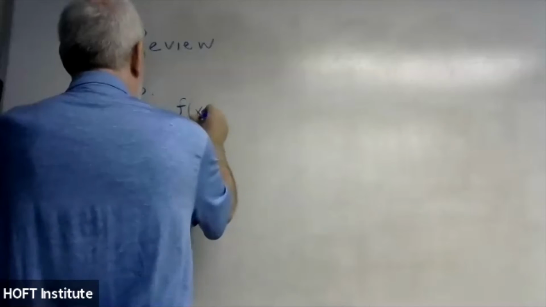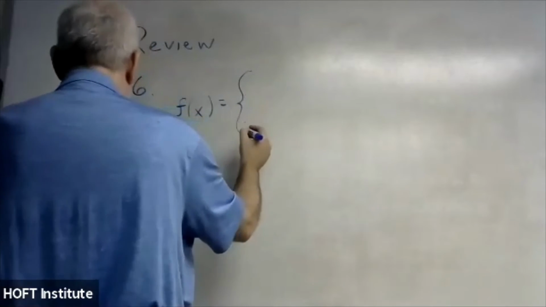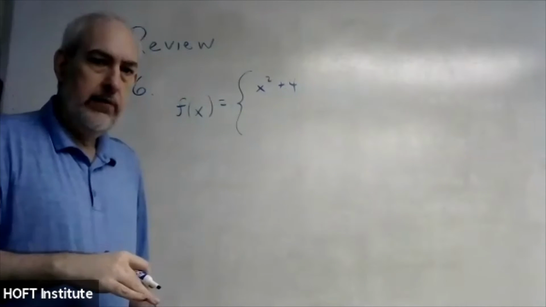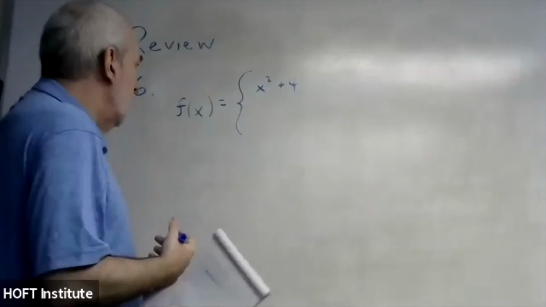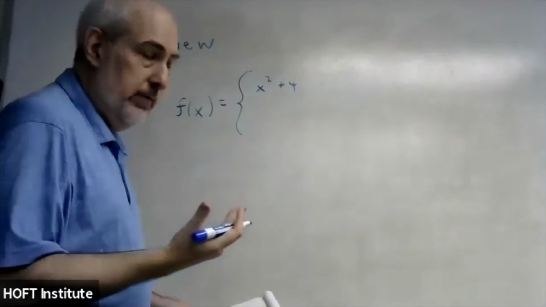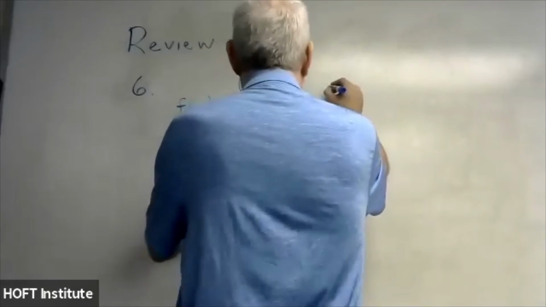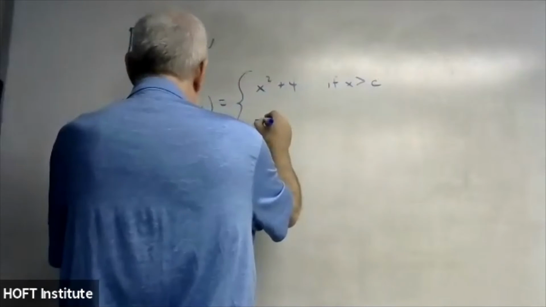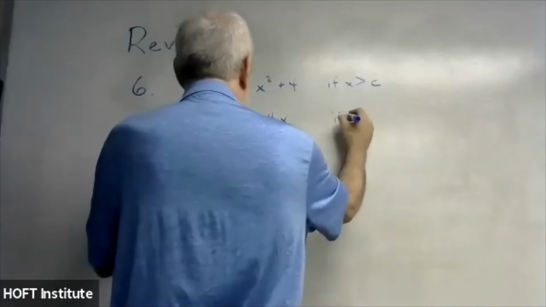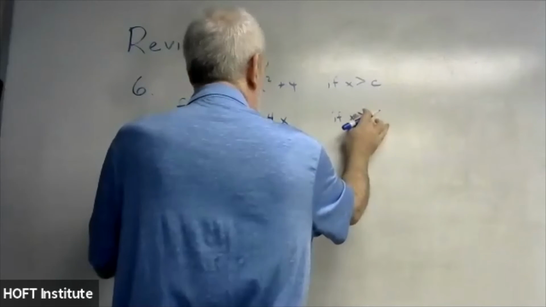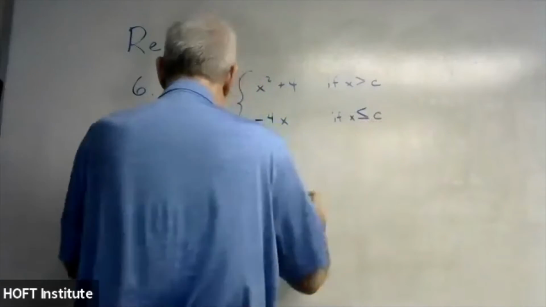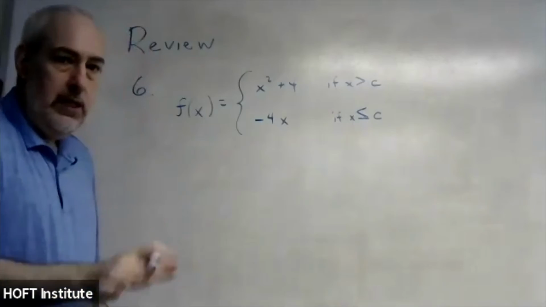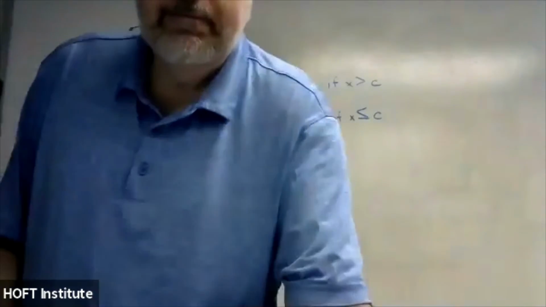So let's say that we have a function f of x, which is a piecewise function, or some teachers may call this piecemeal instead of piecewise. That's the term my teachers taught me: piecewise. Anyway, f of x equals x squared plus 4 if x is greater than c, where c is some real number, and f of x equals -4x if x is less than or equal to c. And the question is, what value of c makes f of x continuous for all real numbers?